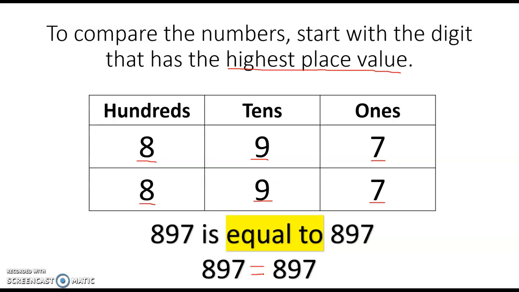Again, remember, when you are comparing numbers, you need to start with the highest place value. If they're the same, you move on to the next highest place value. If they're the same, you move on to the next one until you find out that they're equal or that one is bigger than the other.